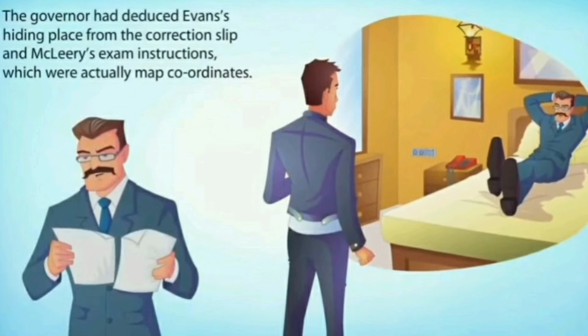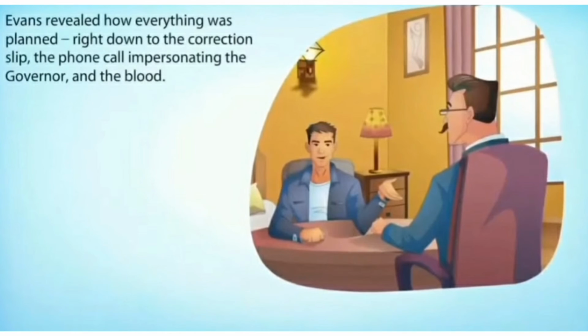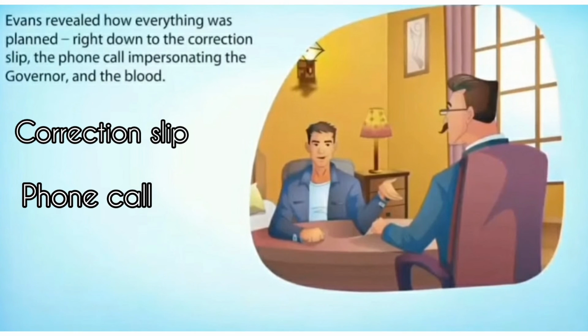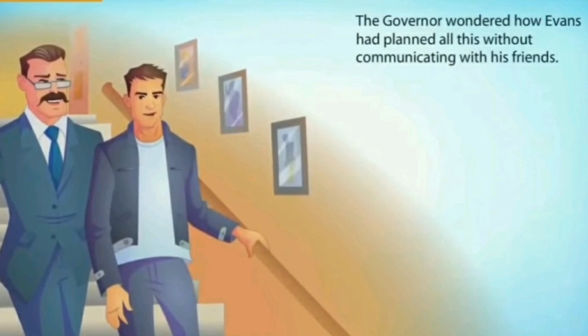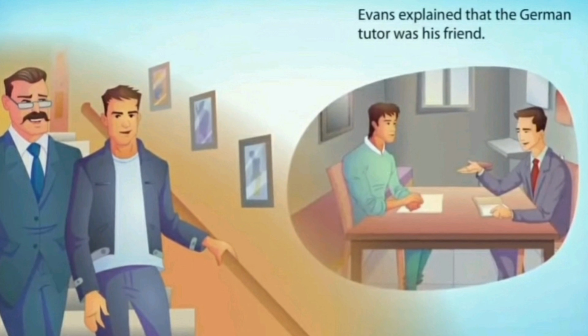The governor had deduced Evans' hiding place from the correction slip and McCleary's exam instructions, which were actually map coordinates. Evans revealed how everything was planned, right down to the correction slip, the phone call impersonating the governor, and the blood. The governor wondered how Evans had planned all this without communicating with his friends. Evans explained that the German tutor was his friend.